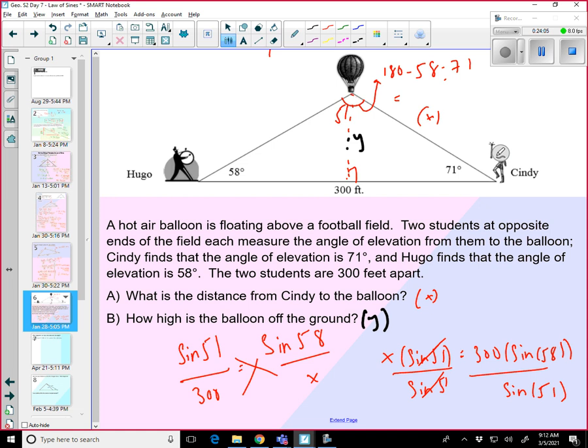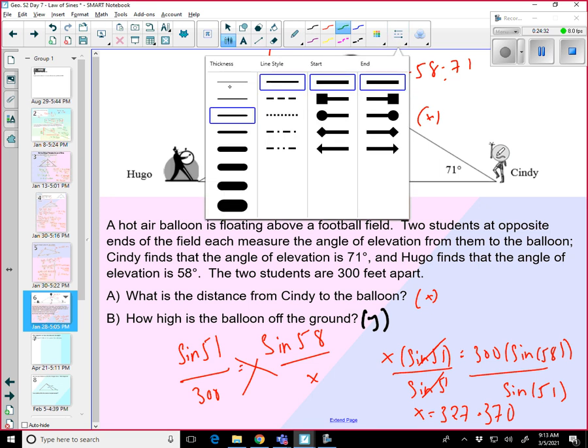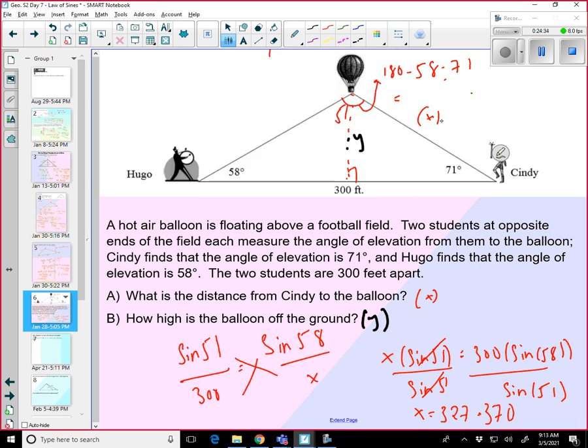It gives us 327.370. 327.370 is your x value. To get the y, observe this particular triangle. With reference to this particular triangle, I have this particular side which is found, that's the hypotenuse, and this is opposite to 71.